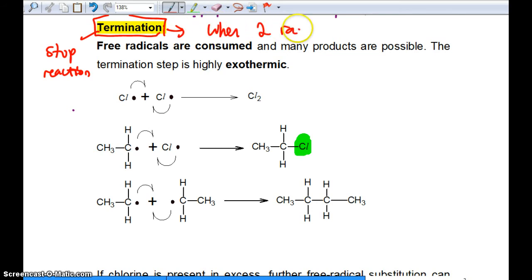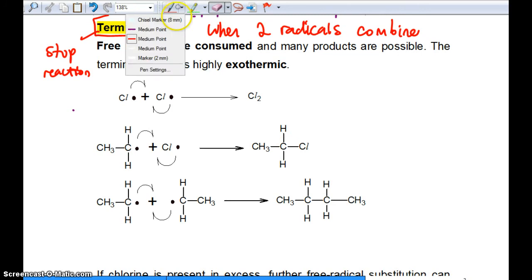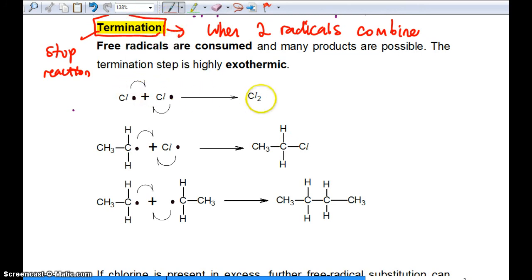Basically, when two radicals combine. They pair up. Okay? So what happens is that when two radicals combine, you destroy the radical. Okay, what do you mean by this? When two radicals combine together, for example, Cl dot and Cl dot here, you may want to represent it this way. That means the two chlorine radicals with the unpaired electrons pair up to form a bond. So imagine the Cl dot and another Cl dot come together, and then they form a Cl-Cl bond.